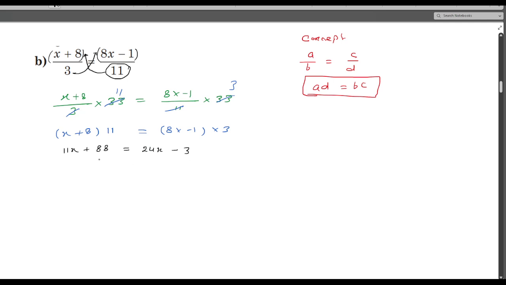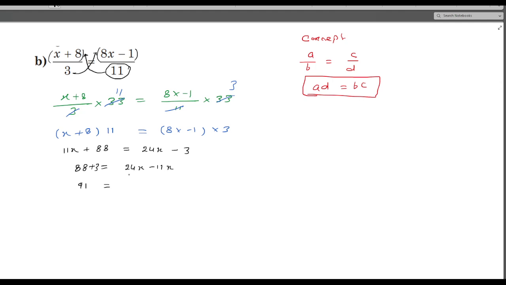Now I have to collect all x on one side. So if I subtract 11x from both the sides, my left hand side will be 88. My right hand side will be 24x minus 11x and this minus 3. So better I add 3 on both the sides. So here it is 88 plus 3 and this minus 3 plus 3 will cancel. Okay, so now I'm not writing those things in my step. Now 88 plus 3 will give you 91. So 91 is equals to here 24x minus 11x. So 4 minus 1 is 3, 2 minus 1 is 1. So here it is 13x.